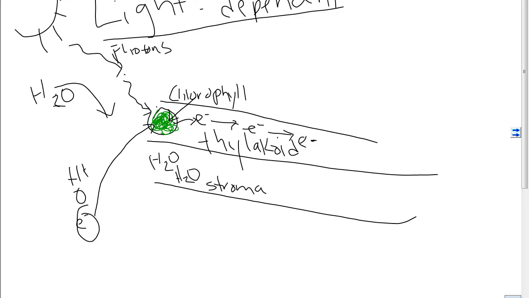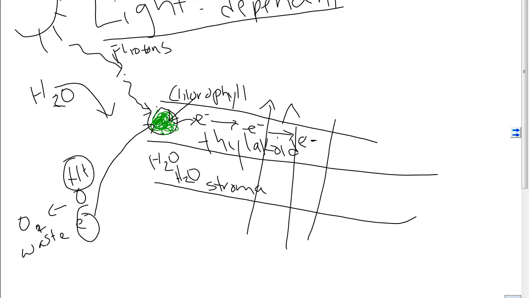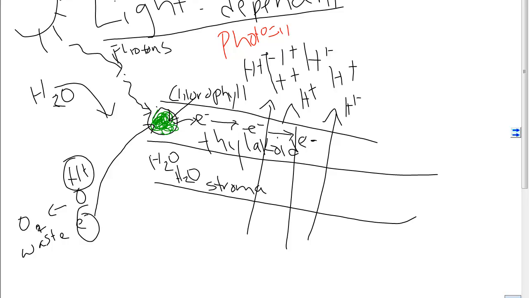This oxygen is going to leave as oxygen gas. This is waste. O2 waste. And then these protons are going to be pumped across the membrane. So the movement of electrons is enough to pump all of these protons up here and give us this very, very high concentration gradient of protons. So I'm going to label this up here. This is photosystem 2.